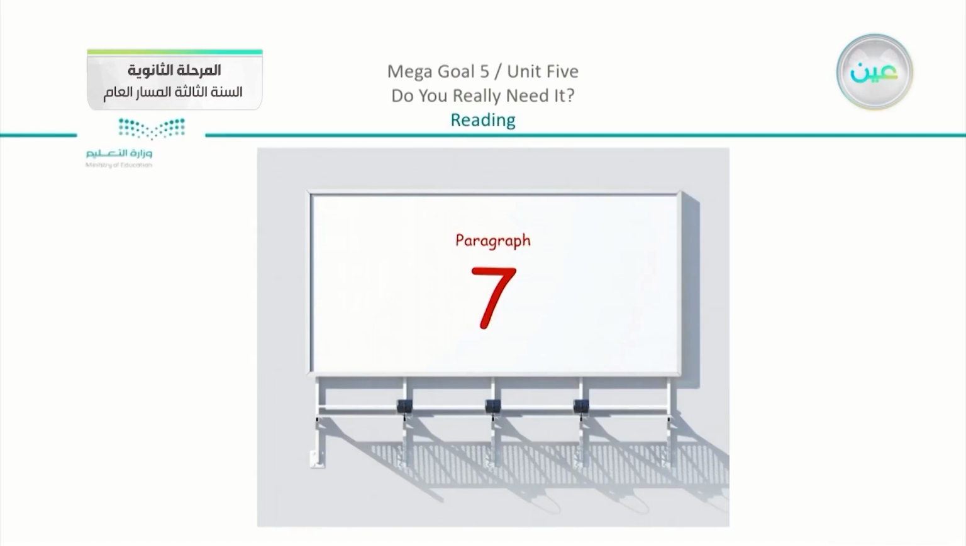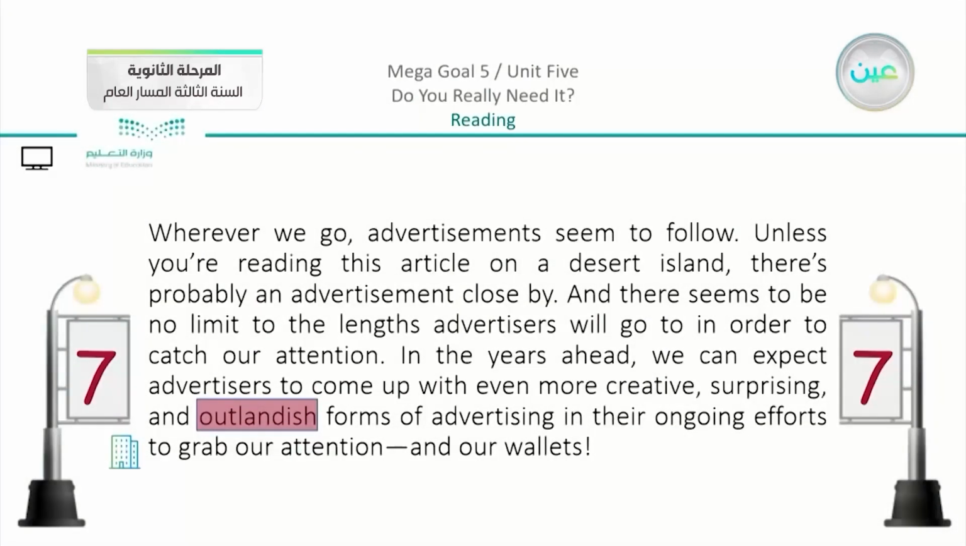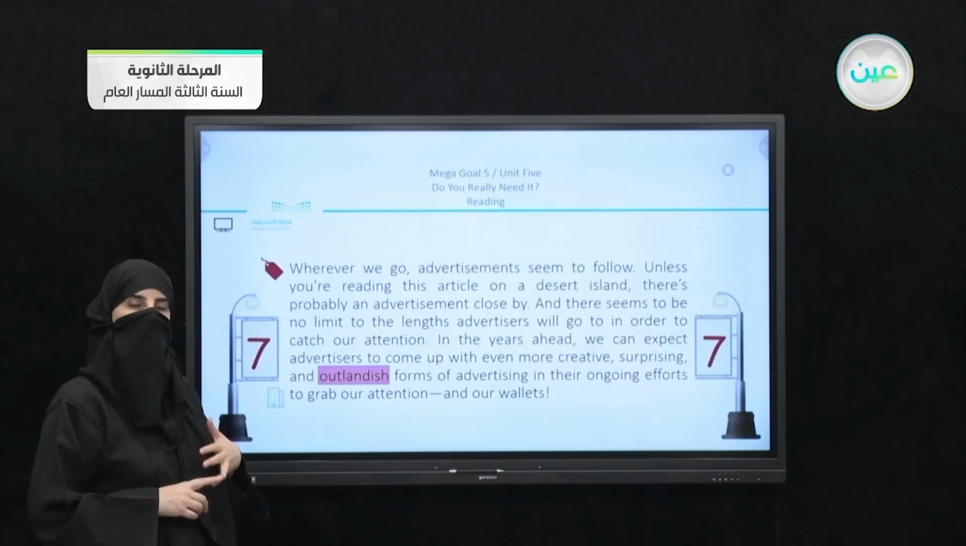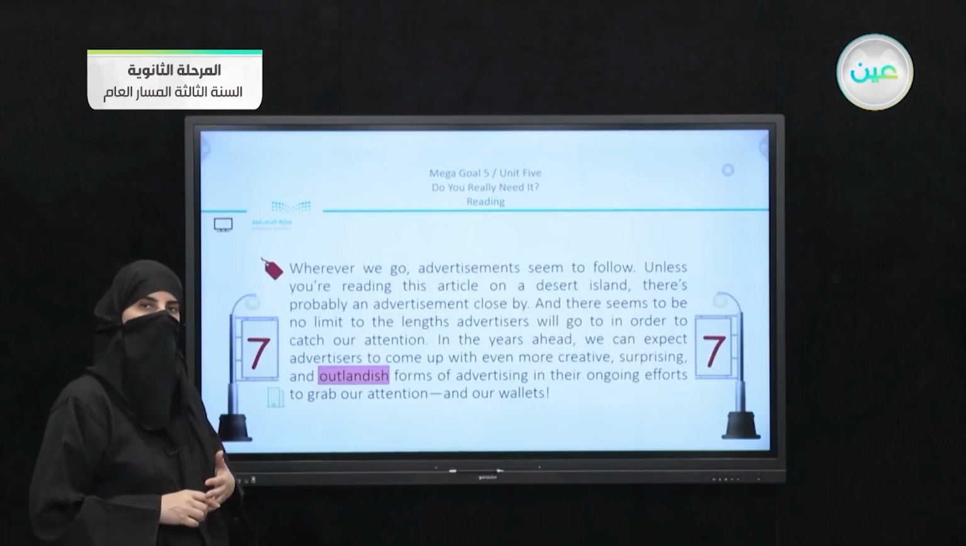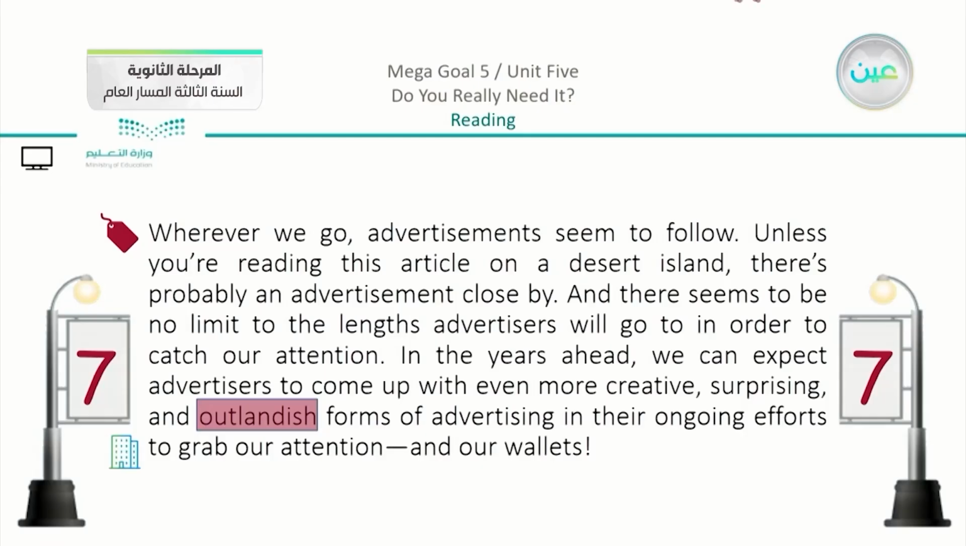Now we have the last paragraph. We have paragraph number 7. Now, in paragraph number 7, we do not have a question, but we are going to look for the basic idea that we have here. You can see that we have the word outlandish, which was also one of the words that we have in the vocabulary building. So start, just look for the main topic that we have in the paragraph.